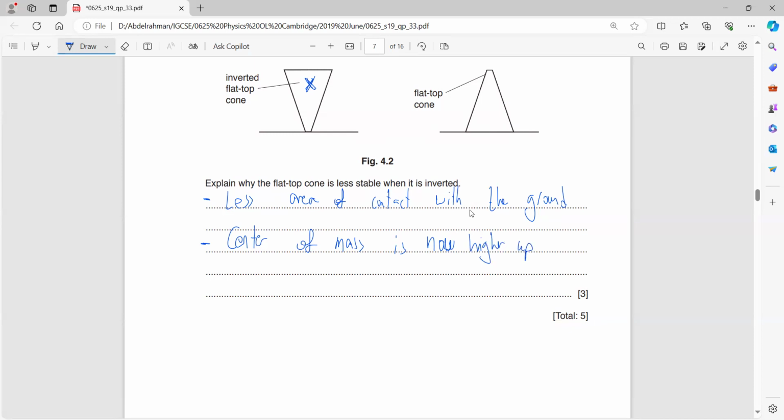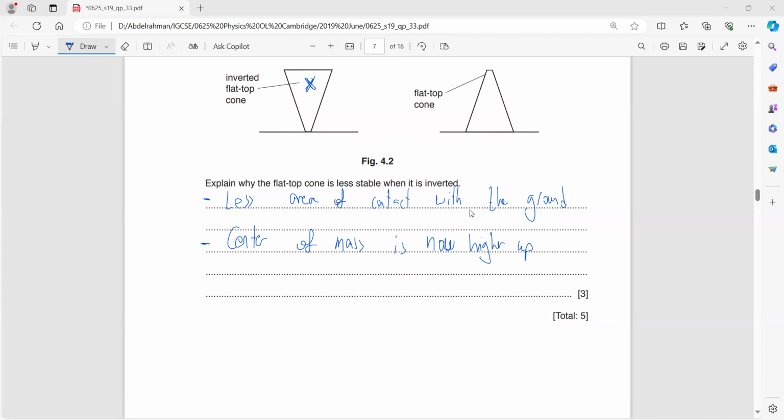As I increase the distance between the center of mass and the ground, the object becomes less stable. That's the whole point. Okay, that becomes less stable. But now the center of mass is higher. Okay, surface area is less. Okay, and it can be toppled over.